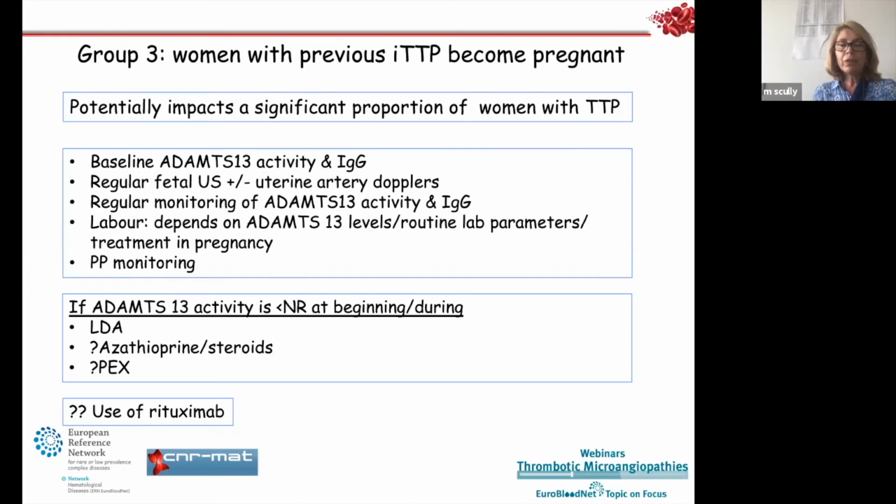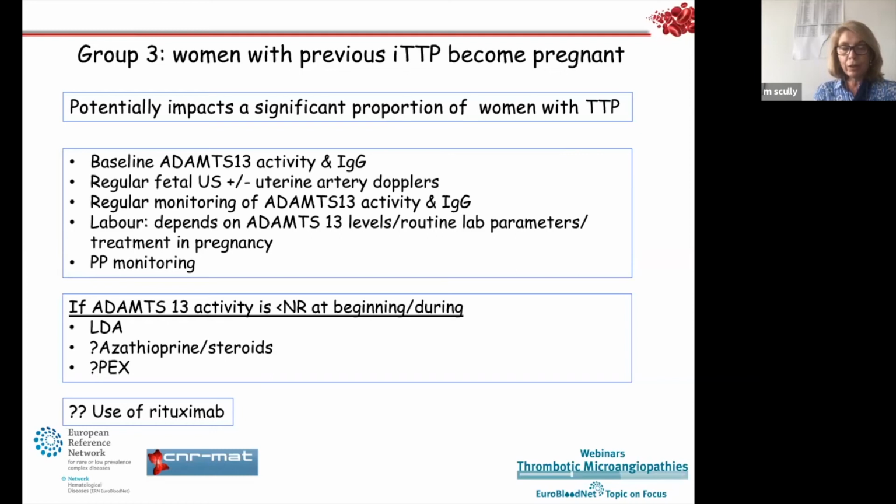But what if their ADAMTS13 activity does decrease? And I mean really quite low. We can consider some low-dose aspirin, because if you have a reduction in the ADAMTS13 activity, it suggests that there will be some ongoing microvascular thrombi, and we know that more and more these days. We can use azathioprine or steroids very safely. Occasionally, if it drops very low, we've resorted to plasma exchange, for example, weekly. And some people have used rituximab.